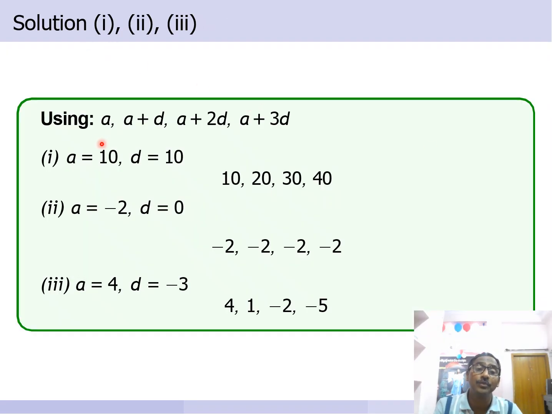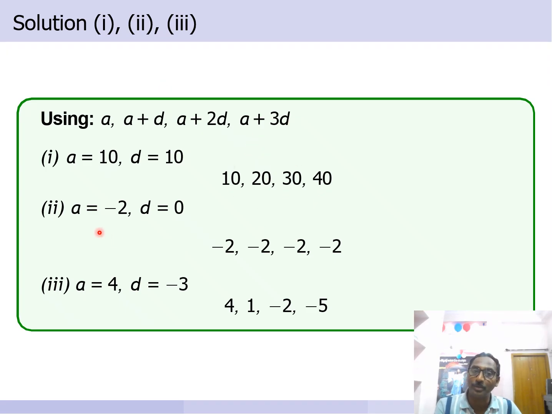Solution for the first one. Using A, A plus D, A plus 2D, A plus 3D. So first term, second term, third term, fourth term. In the fourth term you have 3, in the third term you have 2, in the second term you have 1. So in the first term it is A plus 0D, so A you have. So A equal to 10, D equal to 10: 10, 20, 30, 40. By using these I got 10, 20, 30, 40.